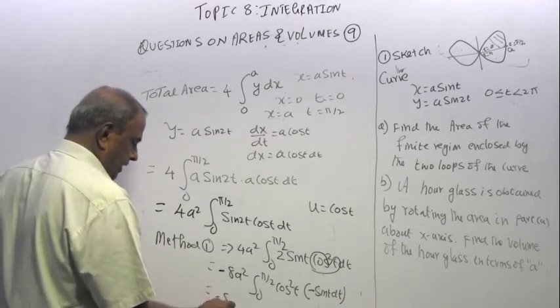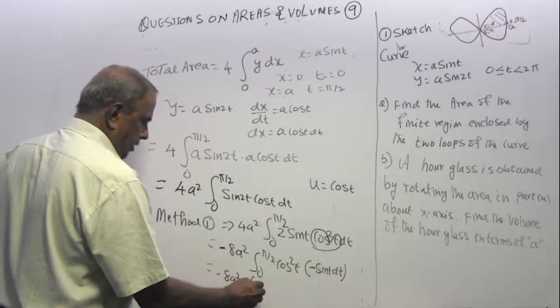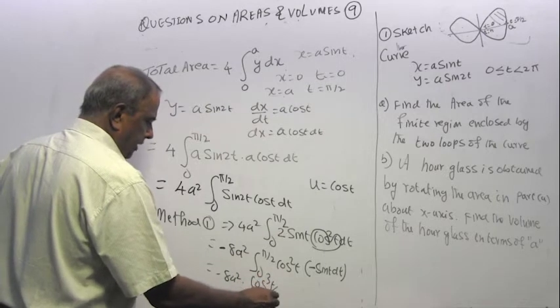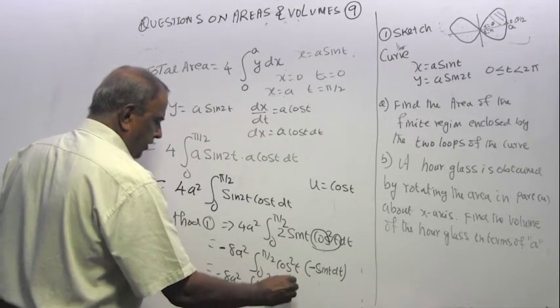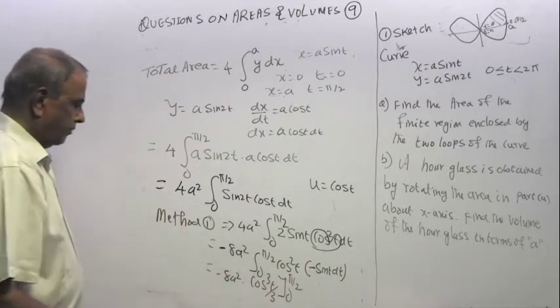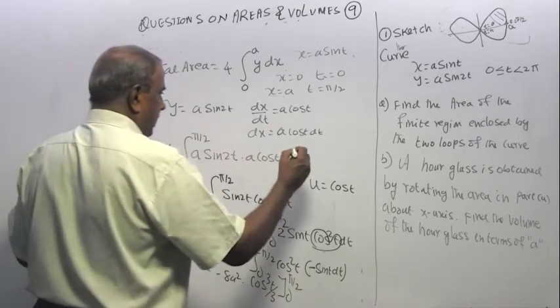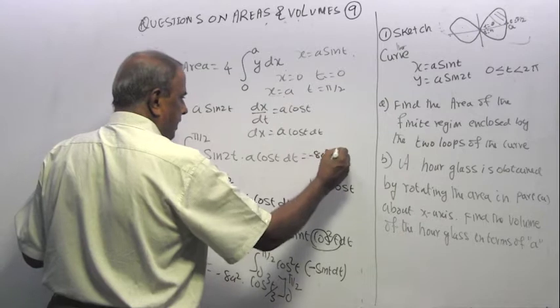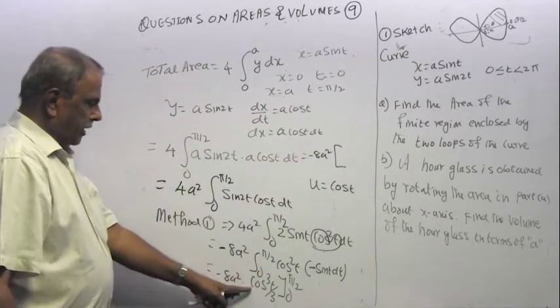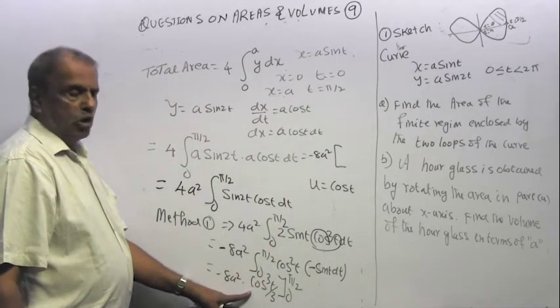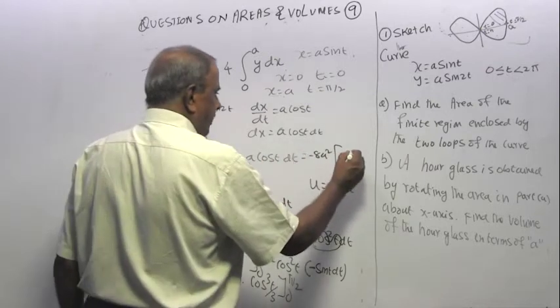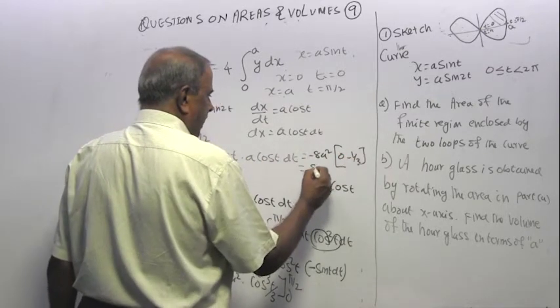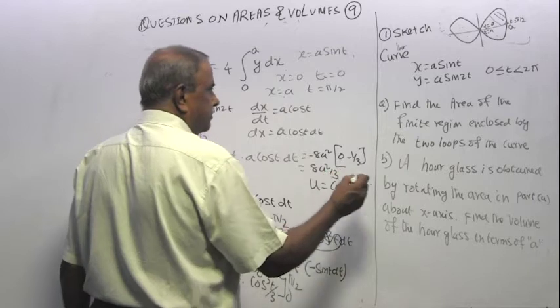So that is minus 8a squared times cos cube t over 3 between 0 and pi over 2. So that will be minus 8a squared times cos of pi over 2, which is 0, minus 1/3. So it is 8a squared over 3.